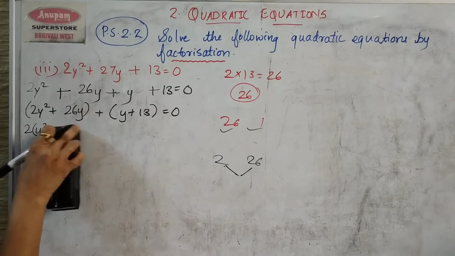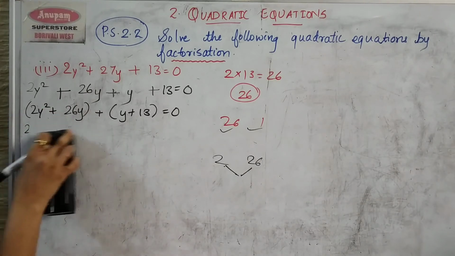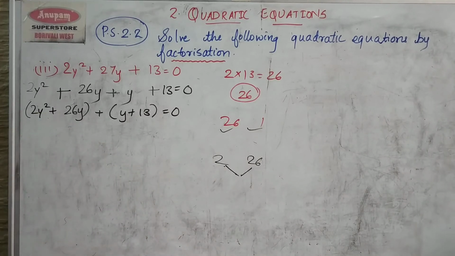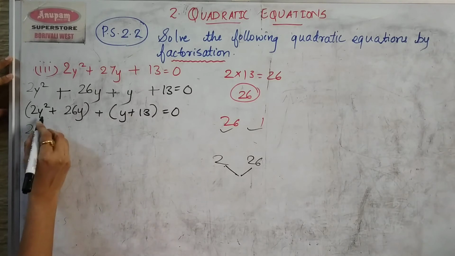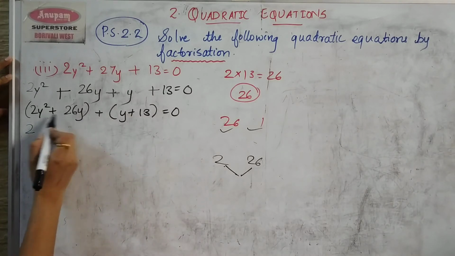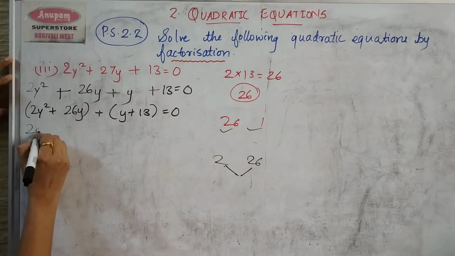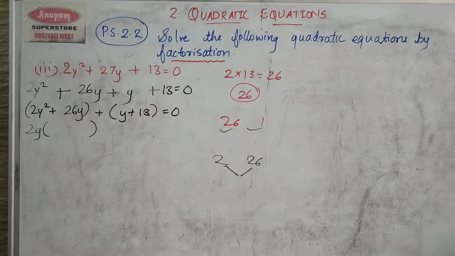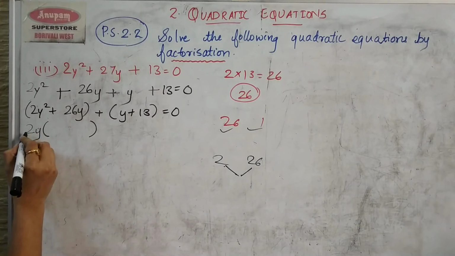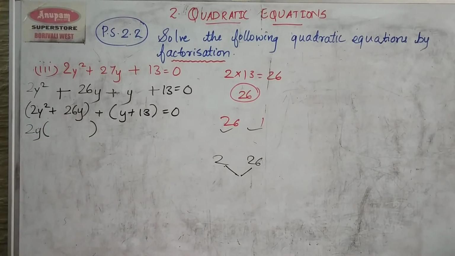Also children, I'm sorry for that. First let me write down the common number. So the common number is 2, and also children, there is an alphabet which is common. So out of y square and y, I'll take y outside, and now I'll write down the bracket here. Okay, now how do I solve this? 2 into what will give you 2? 2 ones are 2. That means I do not need to write down a number inside.